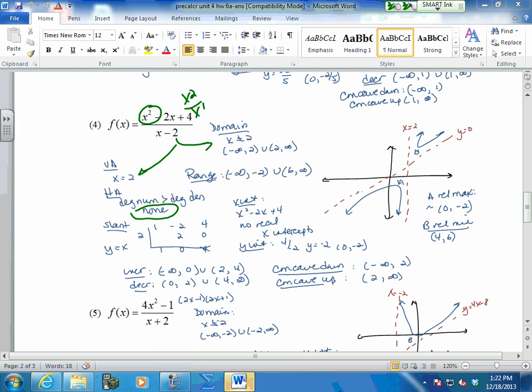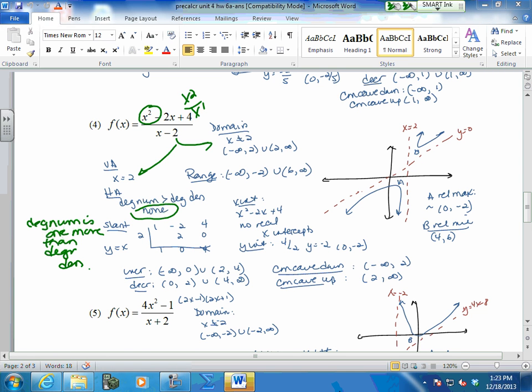Your slant says the degree in the numerator is 1 more than the degree in the denominator. Yep. We have no horizontal. When we have no horizontal, we check for a slant, because they can't exist at the same time. Your slant says if your degree in the numerator, which is a 2, the degree is your highest exponent, is 1 more than the degree in the denominator, which is a 1. So isn't 2 one more than 1? Yeah. Now we have a slant.